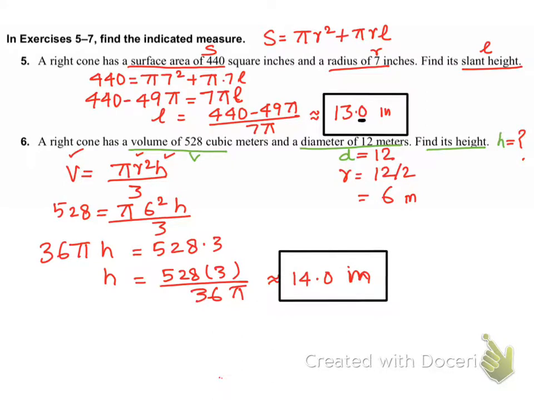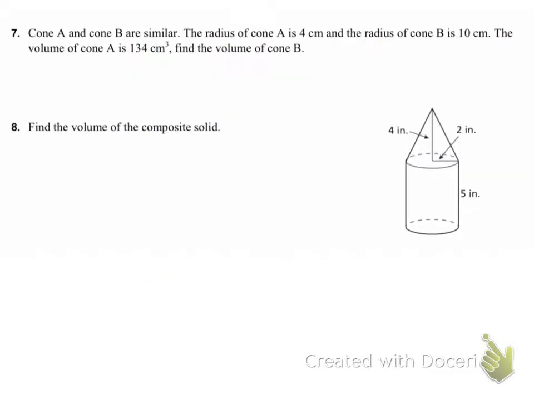Let's move to question number 7. Cone A and B are similar. The radius of cone A is given. Similar means they will have a scale factor. The radius of cone B is given. Volume of cone A is given. We have to find volume of cone B.